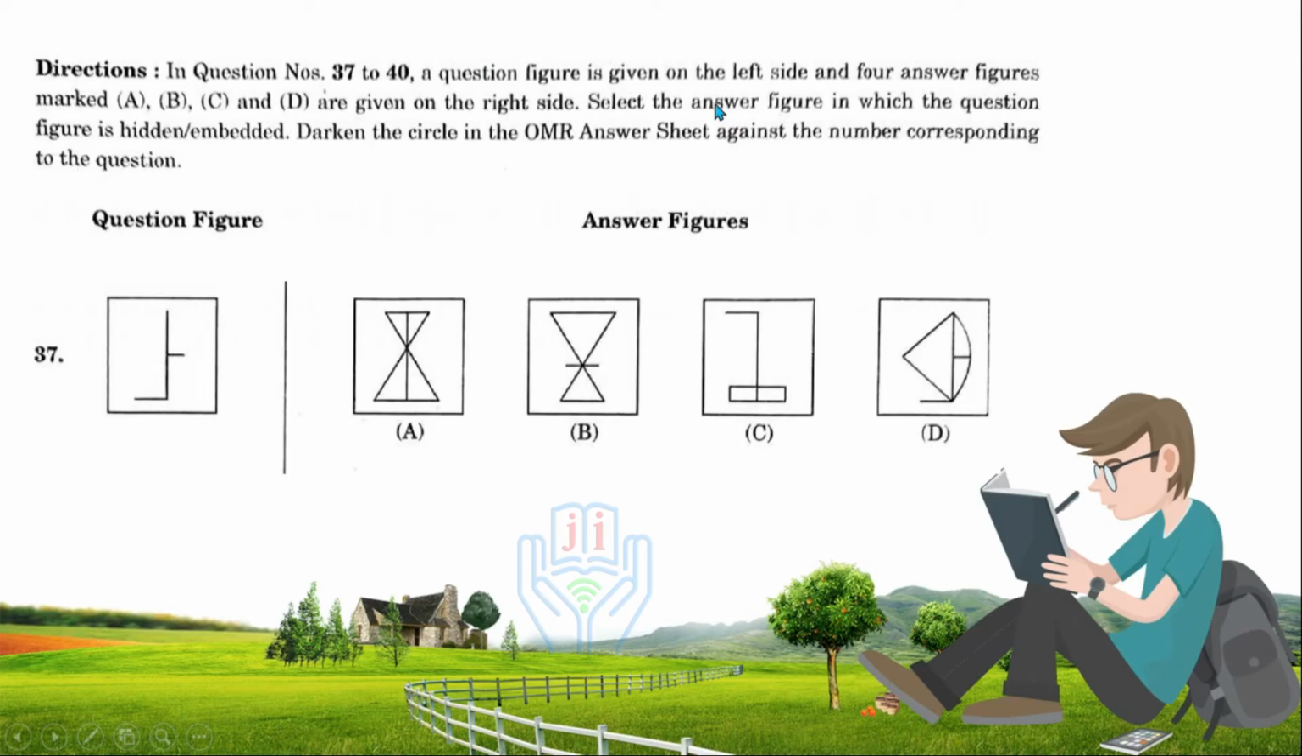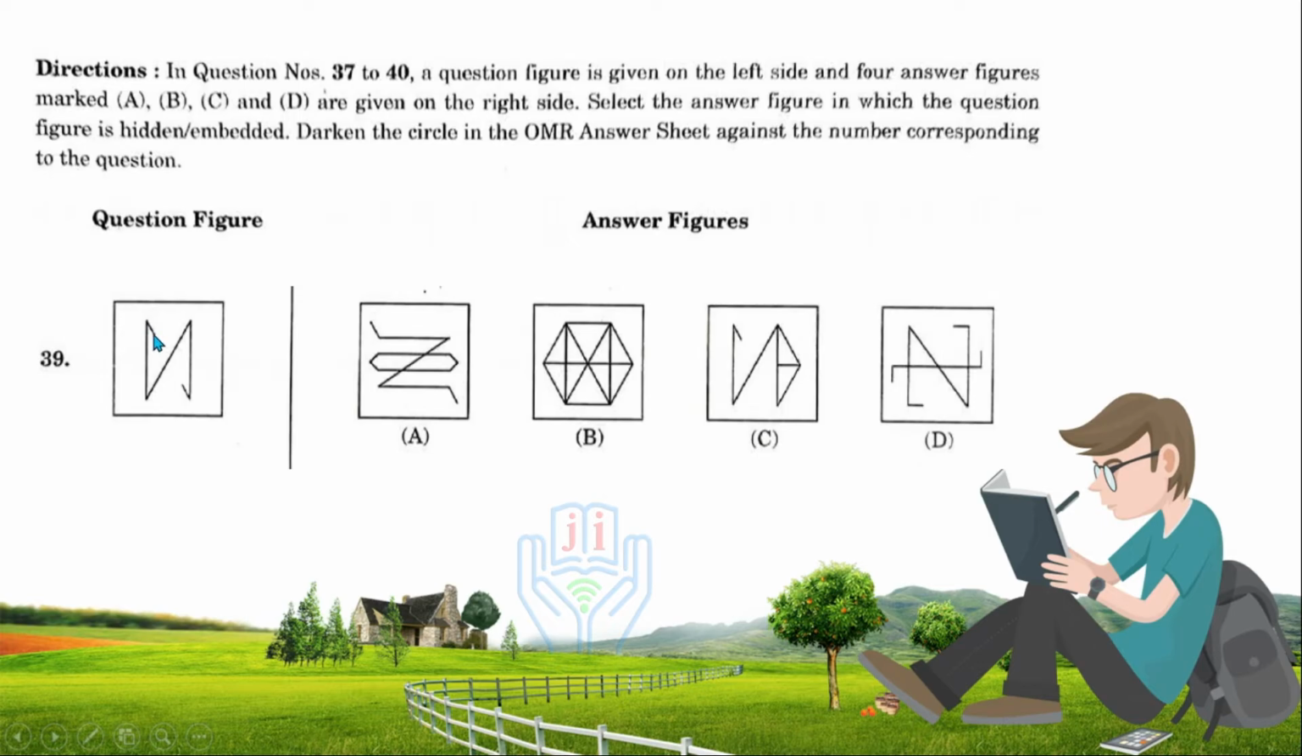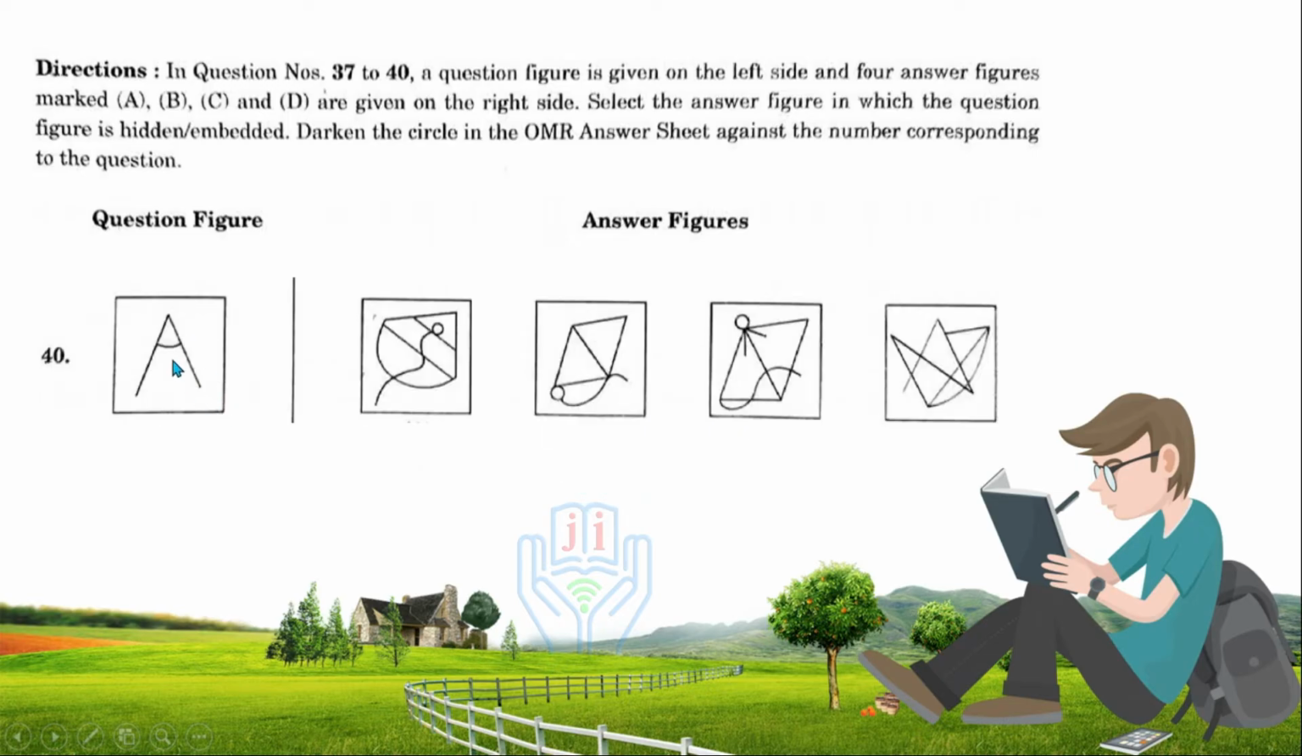Part 10. Select the answer figure in which the question figure is hidden, embedded. Then it should embed in the given options. Then the answer will be D. Next question. It should embed. Answer will be B. So here inside small h, and this one also inside small h. So it will be covered in B. Answer B. It should remain like A. The answer will be C.